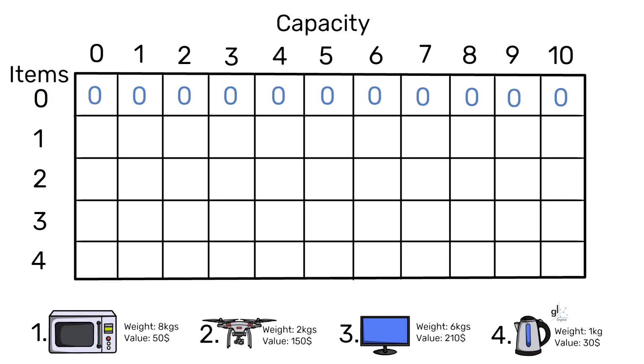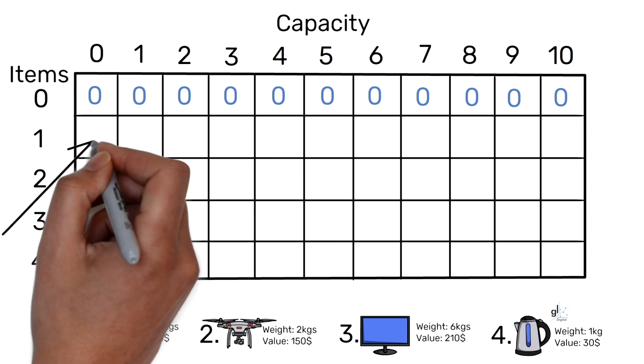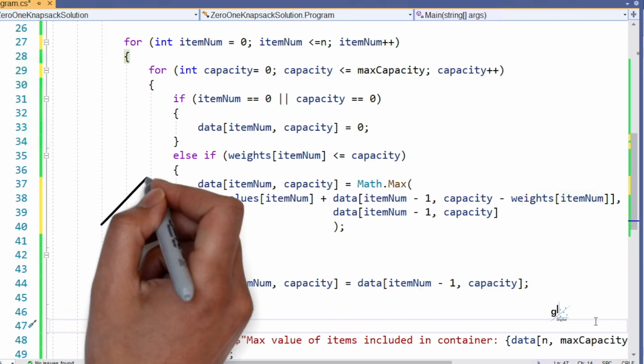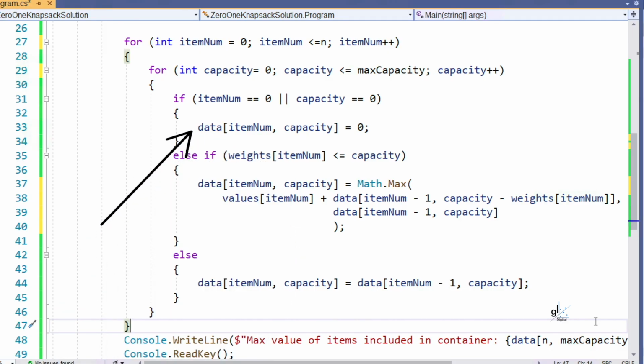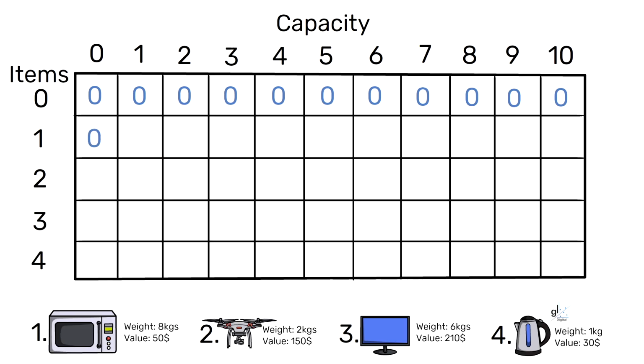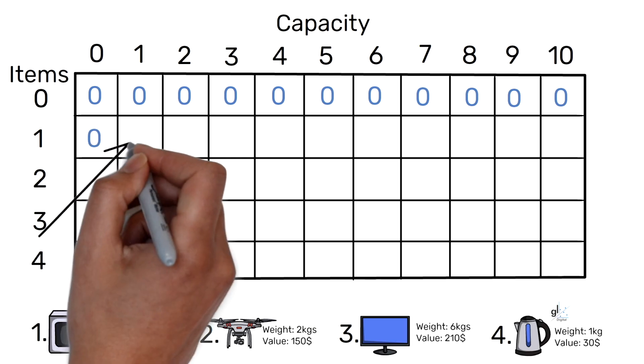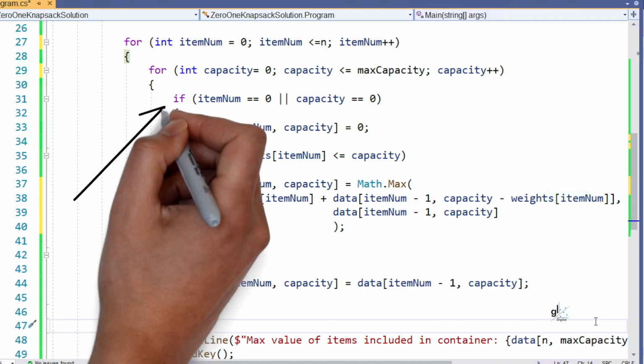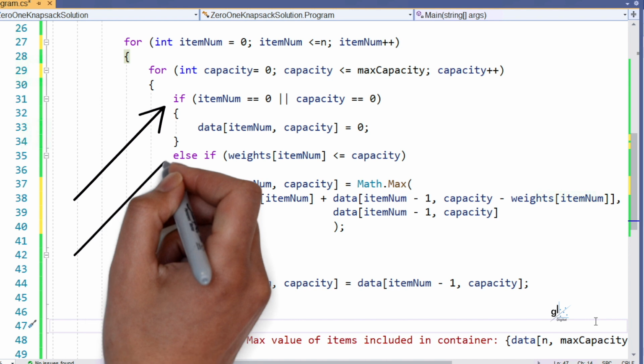So now let's consider the data associated with the first cell in the second row, which maps to position 1, 0 in our data array. Our algorithm at this point is considering relevant data for the first item, which in our example is the microwave. The considered capacity is equal to 0. So the value for the first cell in the second row will be 0. Then for the second cell on the second row, the considered capacity is 1, and the item's weight, the microwave's weight, is 8. So the if condition returns false, and the else if condition also returns false.